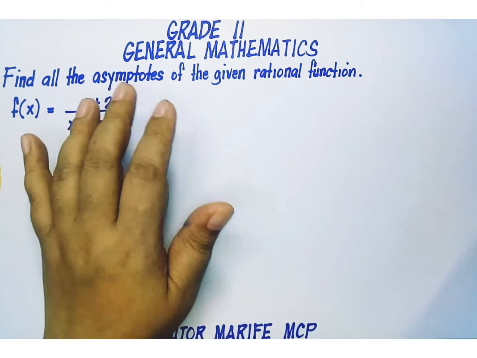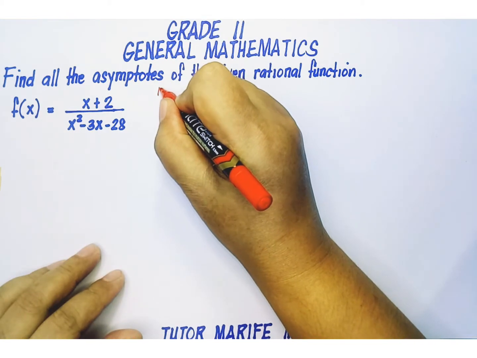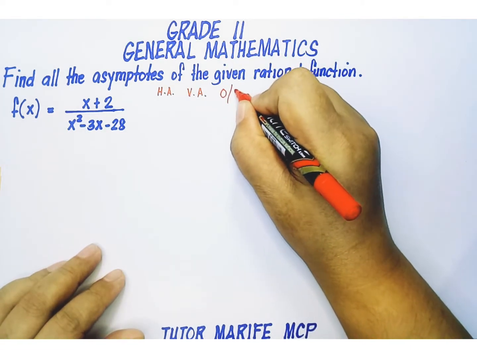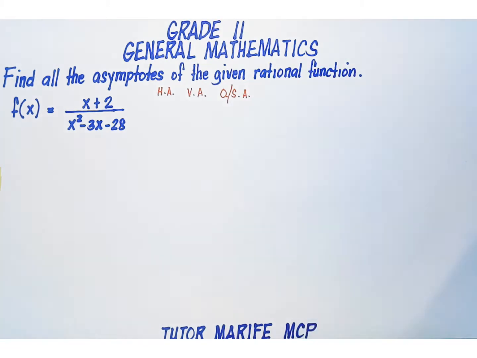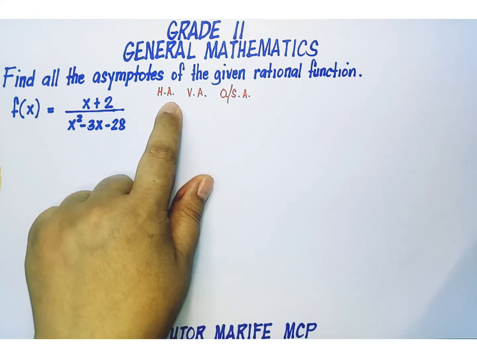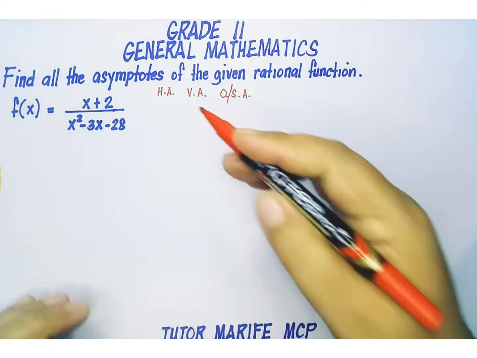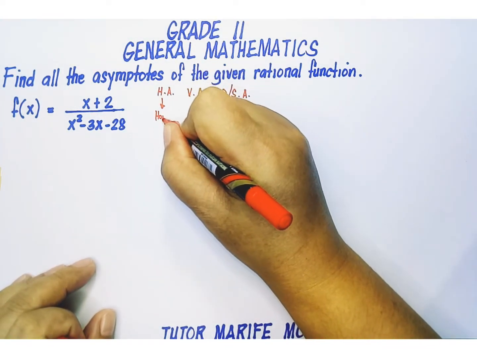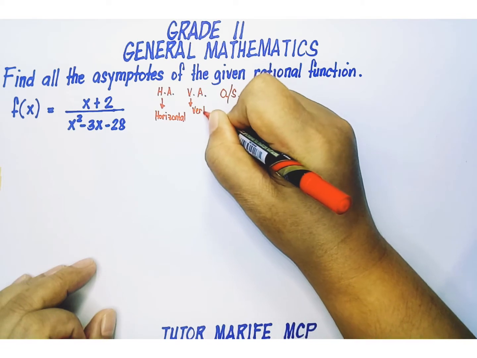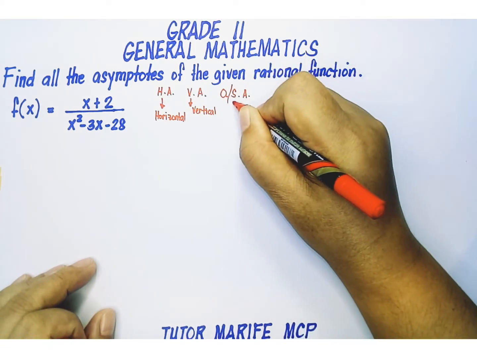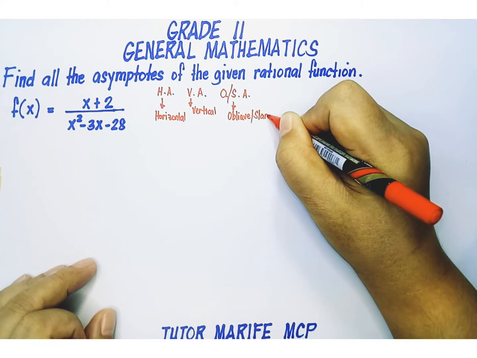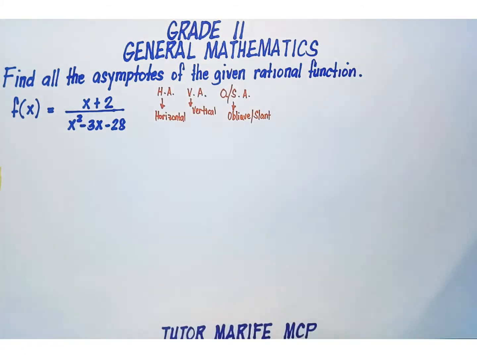We have the horizontal asymptote, the vertical asymptote, and the oblique or slant asymptote. Okay. So, mag-start tayo sa horizontal asymptote and oblique or slant asymptote. H is for horizontal, V is for vertical, OS is for oblique or slant. Yan ang three types of asymptotes natin.